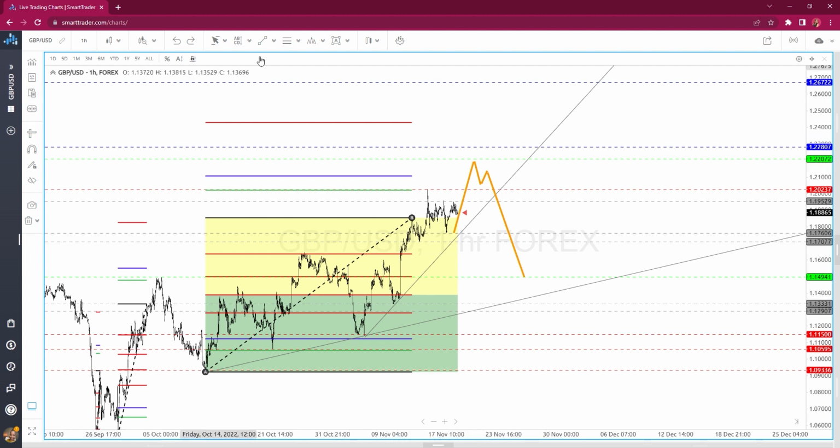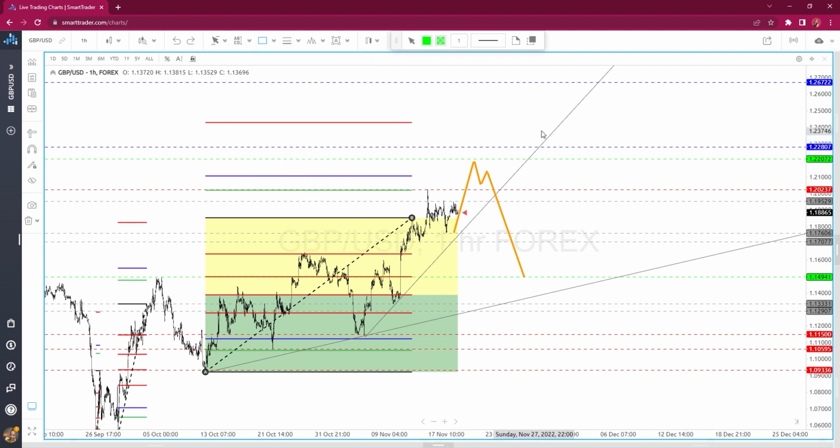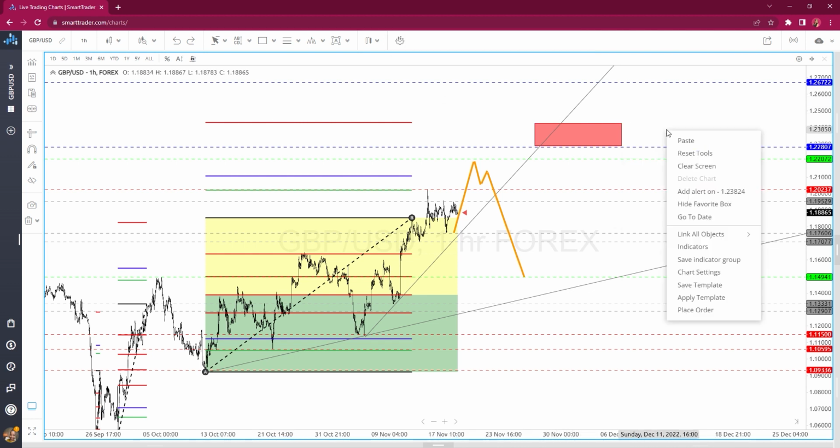I have not looked at fundamentals yet on this, but in order for this to happen, this would mean that the US dollar would have to be stronger than the Great British Pound for this to sell off. And so what I'm going to do is look up and see what upcoming news we have that might influence this move.